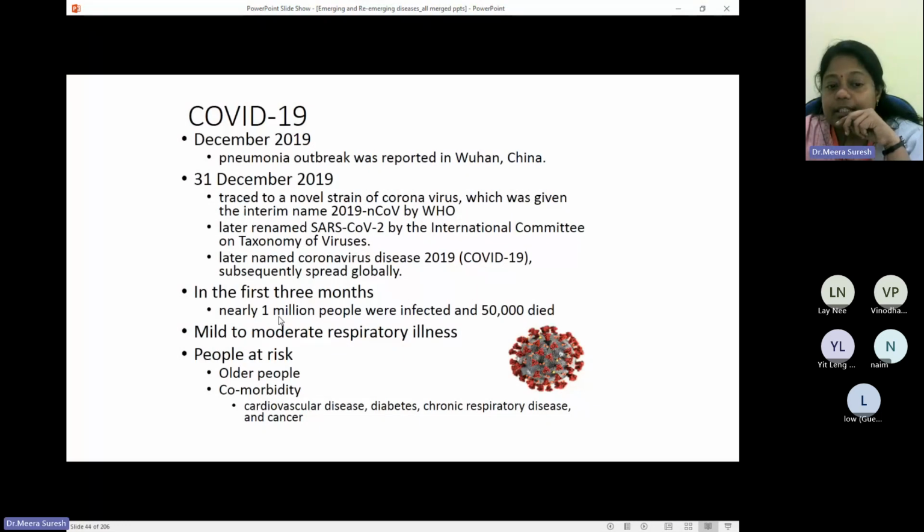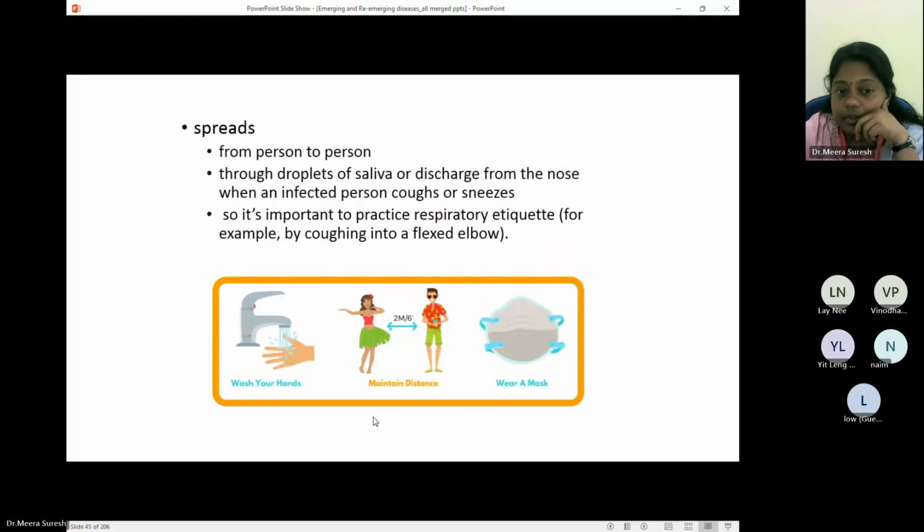In the first 3 months itself, nearly 1 million people were infected and 50,000 died. It was a mild to moderate respiratory illness, but it became very severe in aged or older people and those who had other diseases, comorbid conditions like cardiovascular disease, diabetes, chronic respiratory disease, and even cancer.